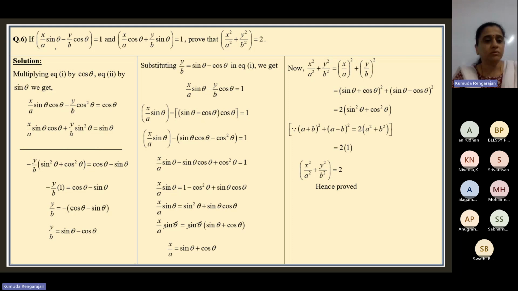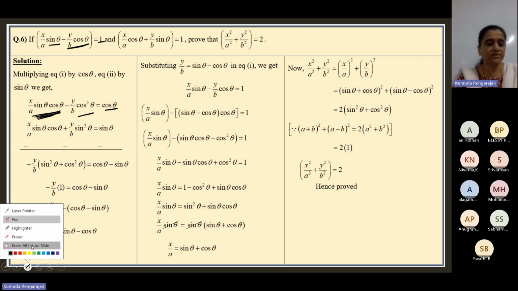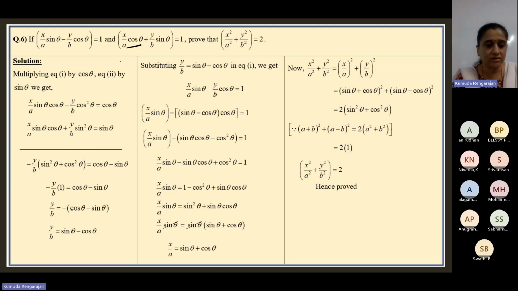Okay. So multiply this by cos theta. This is what you get. I'm not reading, just watch it. Then when you multiply this by cos theta, into cos theta is cos square theta, and 1 into cos theta is cos theta. The second equation, multiply by sine theta. So this into sine theta, you can see here. This one into sine theta, sine square theta, and 1 into sine theta, sine theta.